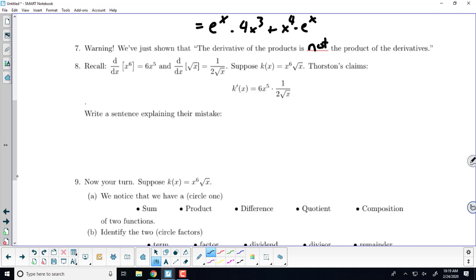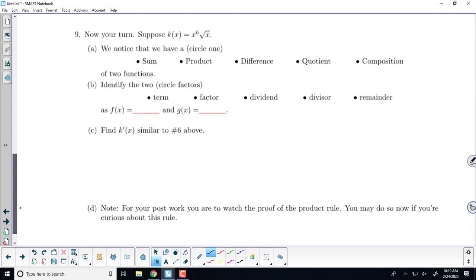We're going to move on to the quotient rule next. So I'm going to get through the quotient rule and then turn you guys loose on the in-class work. So I'll let you guys work through 8 and 9 after class. All right.